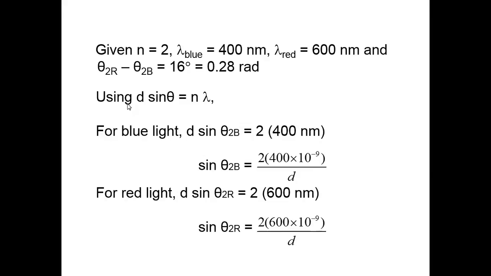Do the same thing for the red light, sine theta 2r equals 2 lambda over d. So with those 2 equations, we need to find d. To find d, we will somehow have to get rid of the theta. And notice that I'm given theta 2r minus theta 2b. I'm not given sine theta 2r minus sine theta 2b. So what I need to do next is to use small angle approximation, assuming that theta is small, and therefore sine theta 2b will be approximately equal to theta 2b.